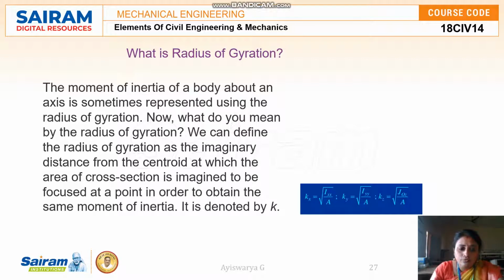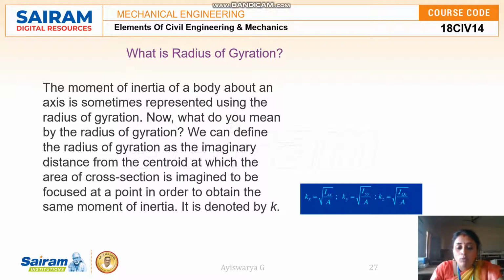So we can define the radius of gyration as an imaginary distance from the centroid at which the cross section is imagined to be concentrated at a point in order to obtain the same moment of inertia, and it's denoted by k. So k is equal to root of I by A. You can ask how we directly get k equal to root of I by A.